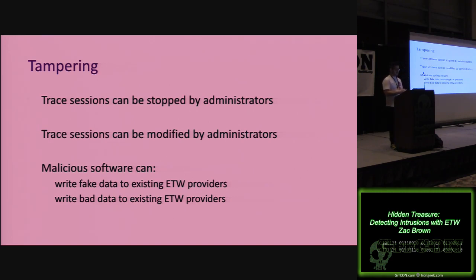Also, malicious software can write fake data to existing ETW providers, so it can pretend to be the PowerShell provider and write bad data there. Or fake data. In the bad data case, that one's scary because if you're doing any interesting parsing, you might crash the agent. I don't have a POC to share for this, but I know that it's possible.